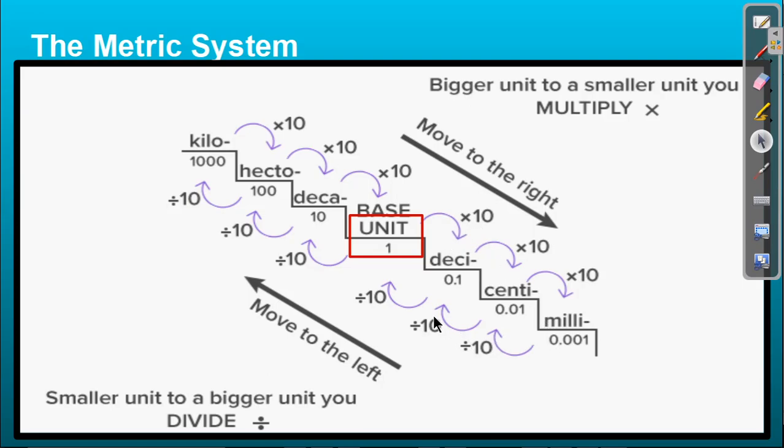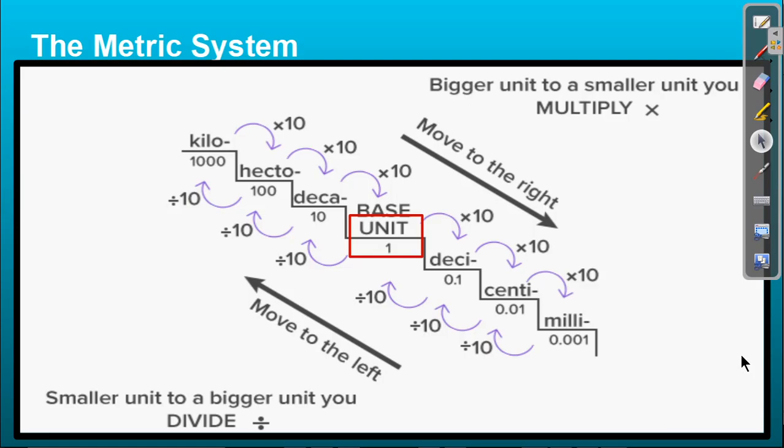You also can go the other way around. So you want to know, for example, how many kilos are in 1 gram? Well, you would divide by 1,000. You would have 0.001 kilograms in 1 gram.